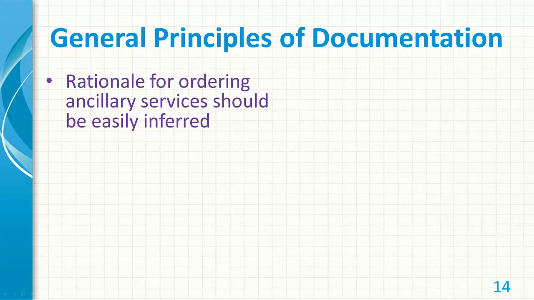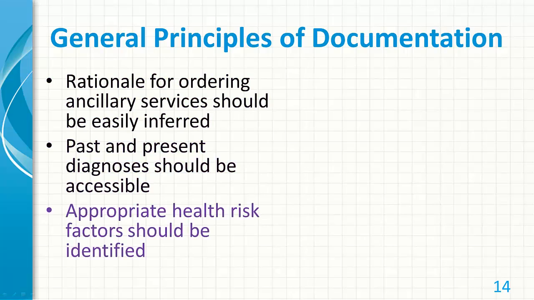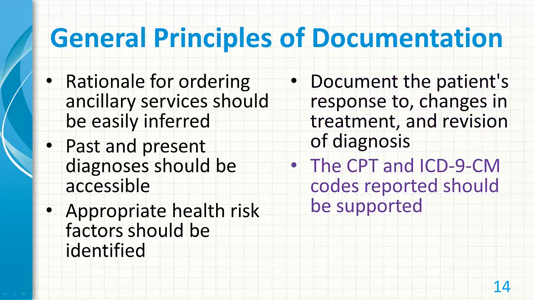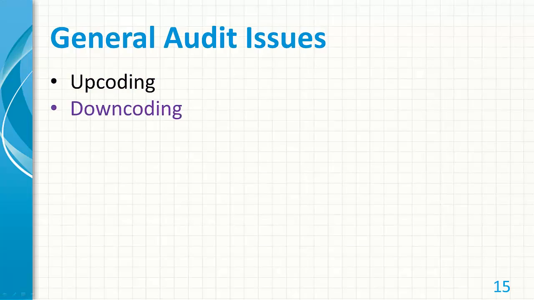Rationale for orders, relevant past and present diagnoses, health risk factors, responses and changes in treatment and diagnosis, and support for CPT and diagnosis codes should also be noted. Some auditing issues: upcoding refers to coding a level of service above what is supported by the documentation. Downcoding is selecting a code lower than what is supported.